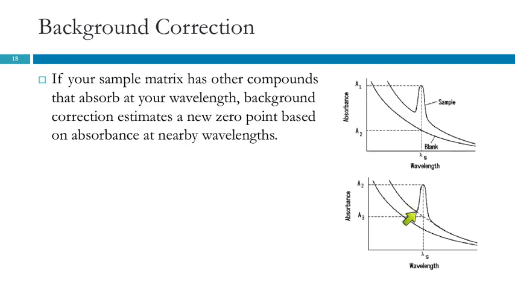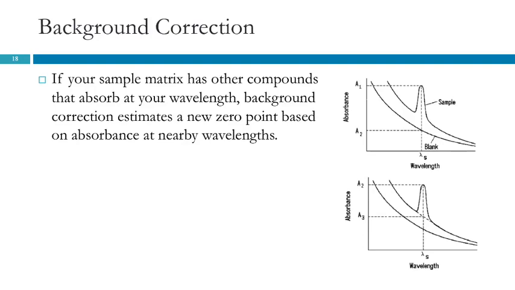So another way that you can compensate for this background is the instrument can look at absorbance at nearby wavelengths and essentially, it's like in chromatography, it's essentially drawing a line here, connecting these two parts of the curve, and then determining, okay, in the middle here, we're going to call that 0. All of that's done in the instrument, so we don't have to worry about it too much.